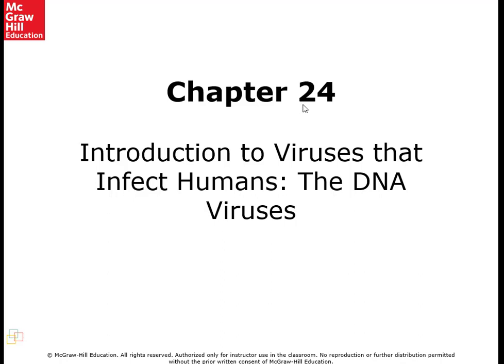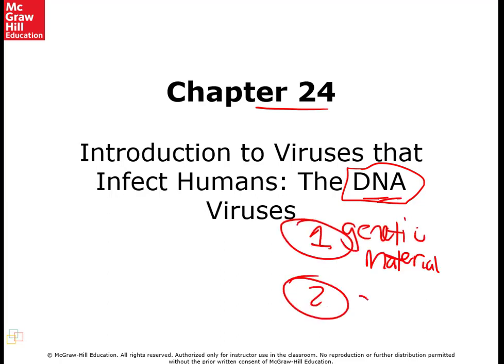So this week we're going to be talking about chapter 24, which talks about the DNA viruses. So viruses that have DNA as their genetic material. Remember, a virus can either have DNA or RNA, but it never has both. So remember, all viruses need to have that genetic material, either the DNA or RNA, and then they also need that capsid, which is the protein that surrounds and protects the genetic material.